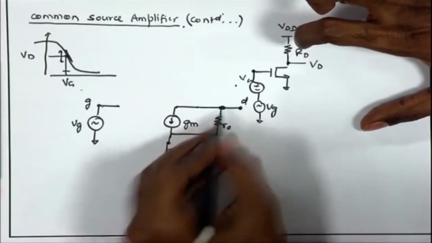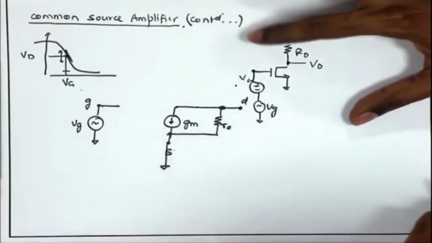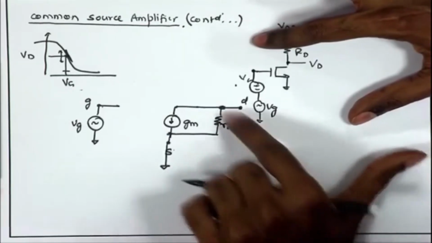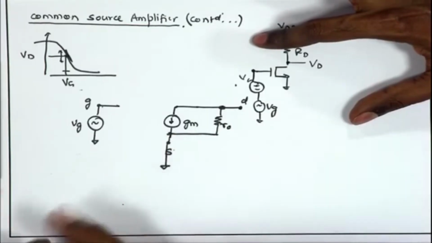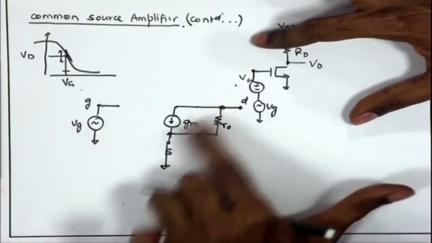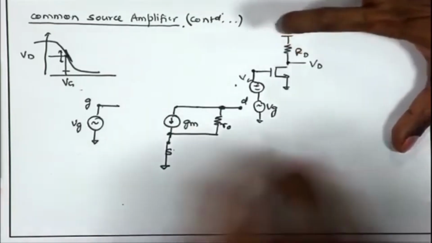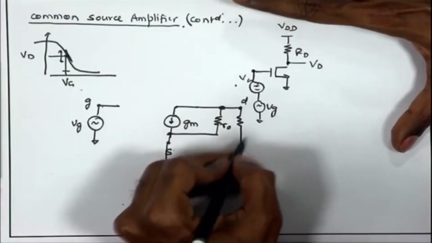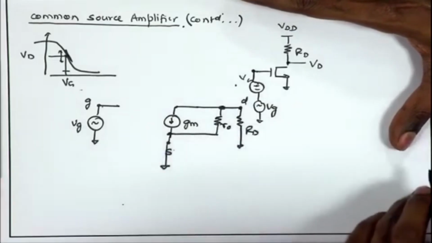RO appears always between the drain and the source. A common mistake in papers that we correct often is that people draw RO between the drain and the ground, even if the source is not grounded. So, it should always be taken care that the RO appears between drain and source and not between drain and ground. And then finally, we have RD between the drain and the VDD, which is again between the drain and the AC ground. Therefore, in this case it is simple to solve.